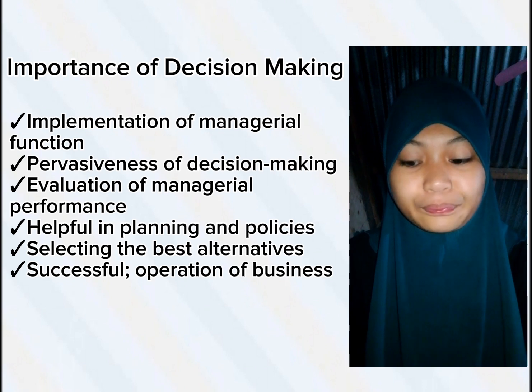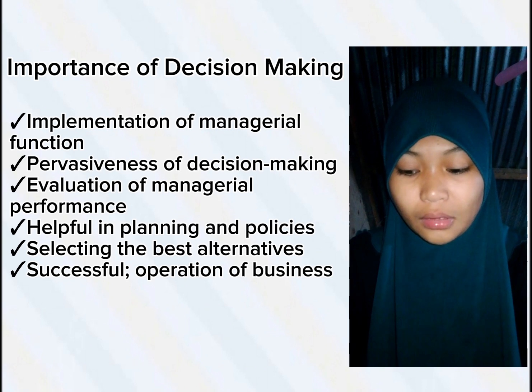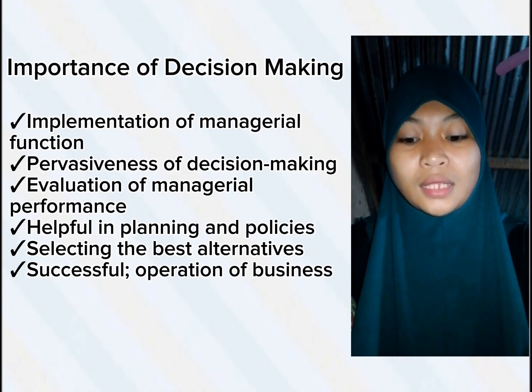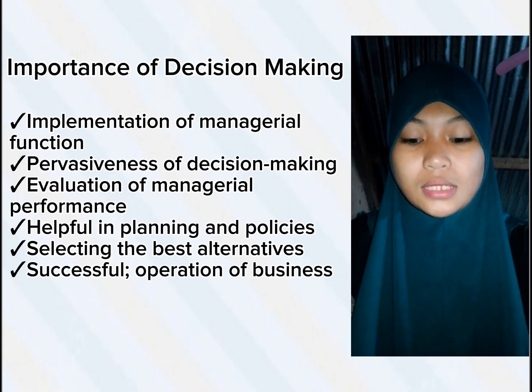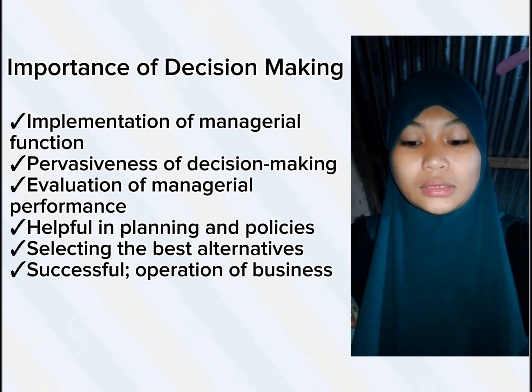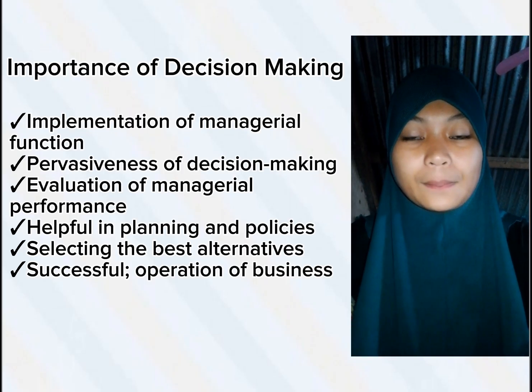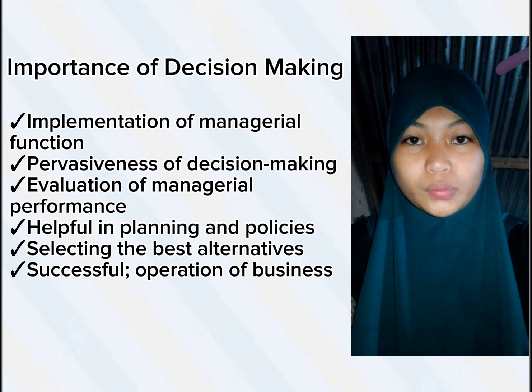For example, a manager decides how many employees are needed for a new project and assigns tasks to each. Decision making also helps in planning and making policies. It is needed when planning company goals and creating policies. You cannot make effective plans or rules without wise decisions. For example, a school principal decided to implement a complete uniform policy to maintain discipline.